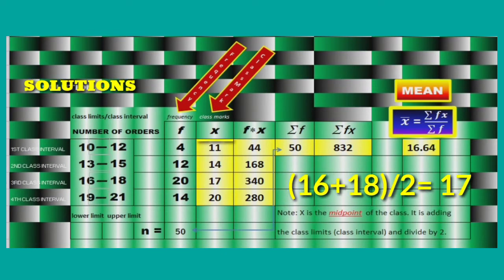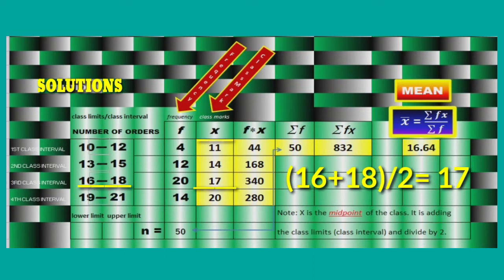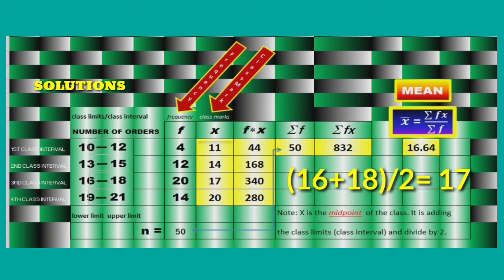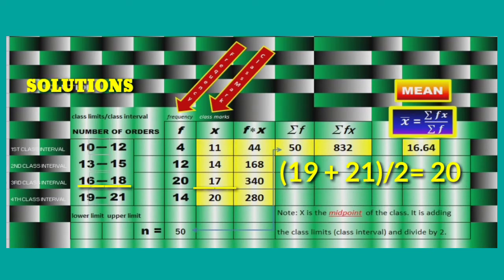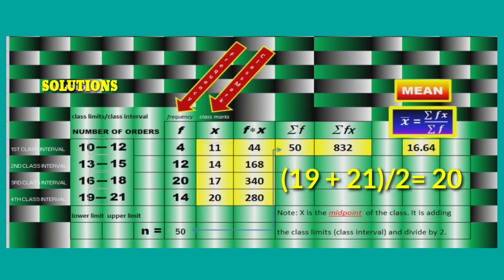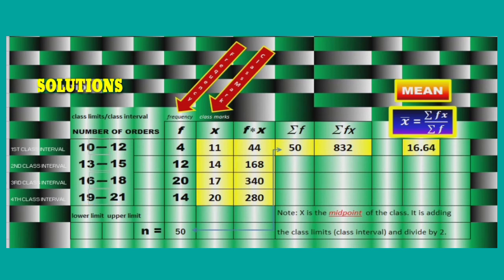Next, how did we get 17? 17 is from the third class interval, that is adding 16 plus 18 is equal to 34. 34 divided by 2 is equal to 17. Next, how did we get 20? 20 is from the fourth class interval, that is 19 plus 21 equals 40. 40 divided by 2 is 20. Right, we are done solving for the midpoint or the class marks.